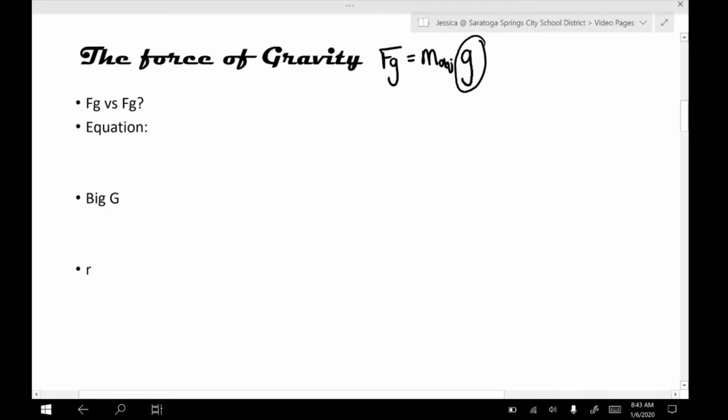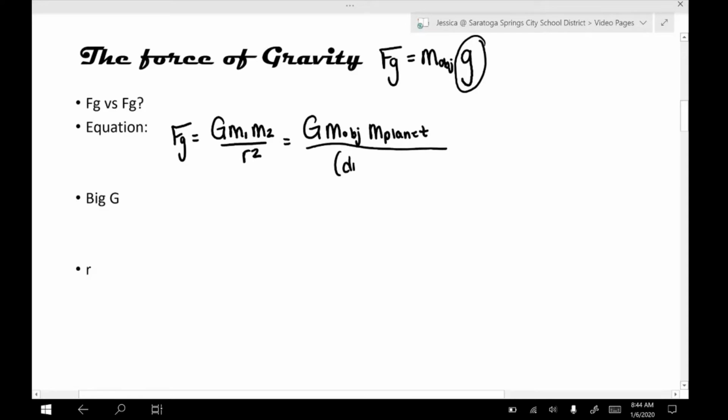So the equation for the actual force of gravity is G m1 m2 over r squared. So really I should write this as G, the mass of the object, times the mass of the planet, or asteroid or whatever else we happen to be on, over the distance from centers. And I'll explain more about that in a second. So don't think of r as radius, think about it as distance from centers.